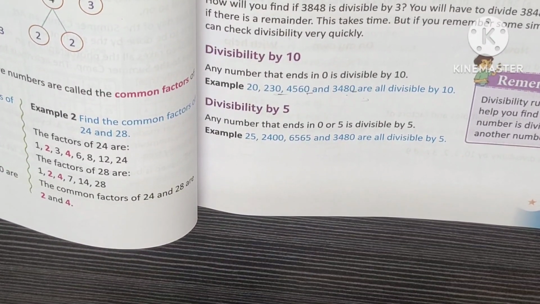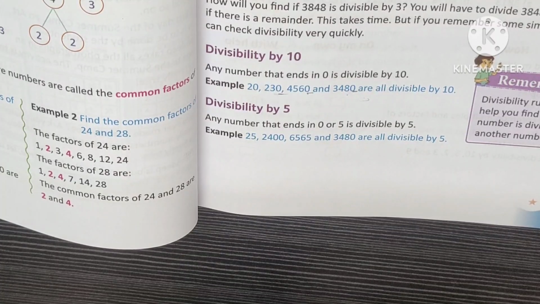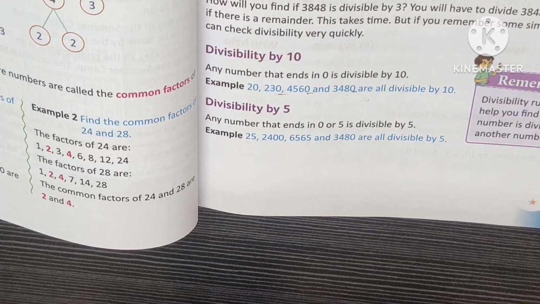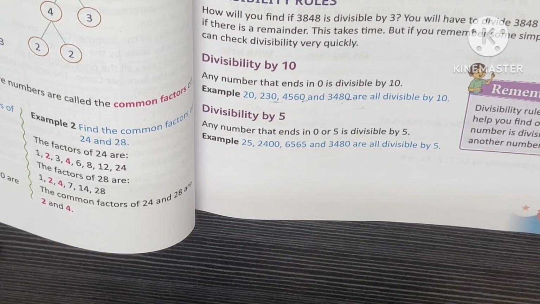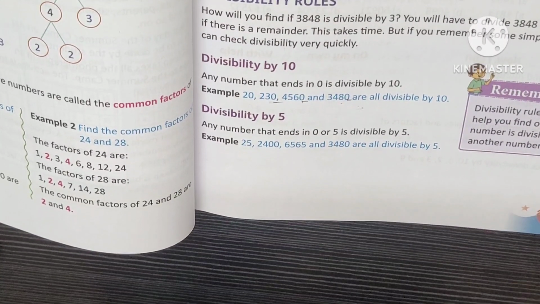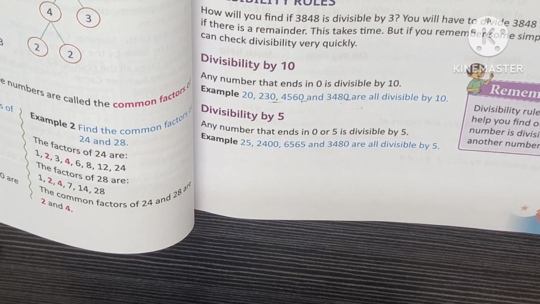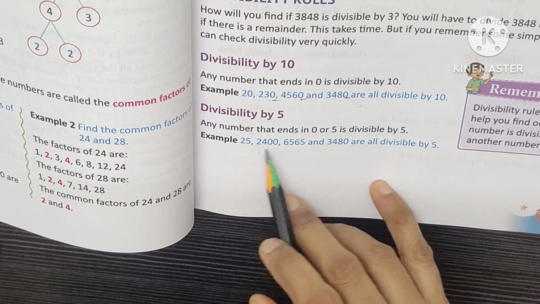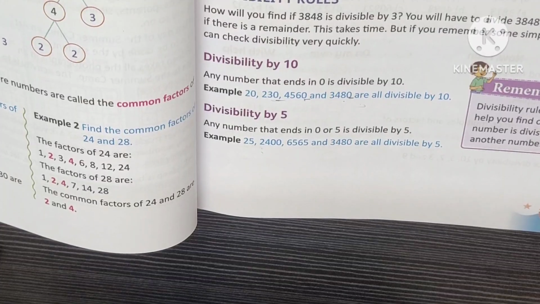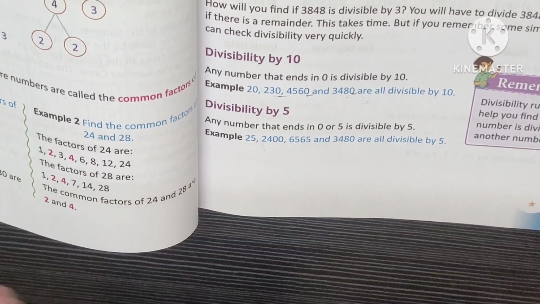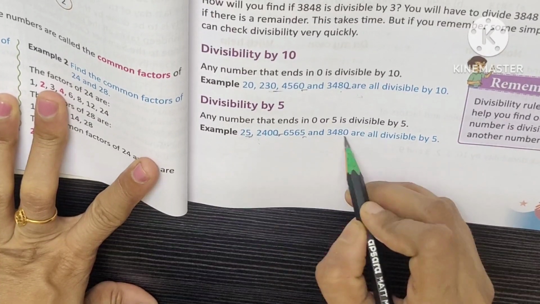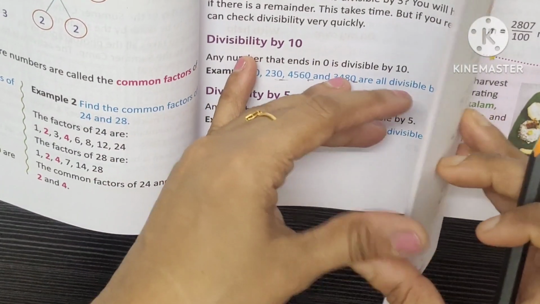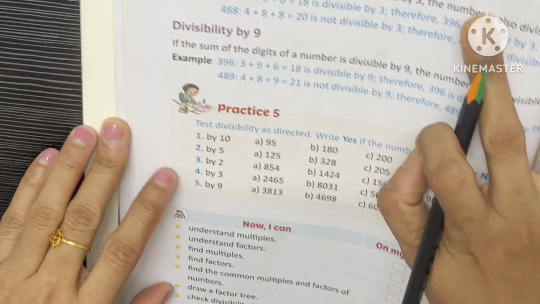Next, any number that ends in 0 or 5 is divisible by 5. For example, 25, 35, 45, 65, then 2400, 3480. So all numbers end in 5, 5, 0, 0. All these numbers are divisible by 5.